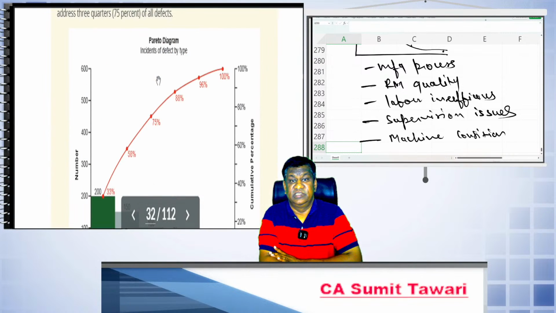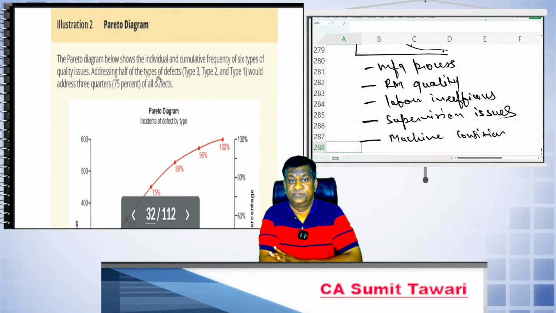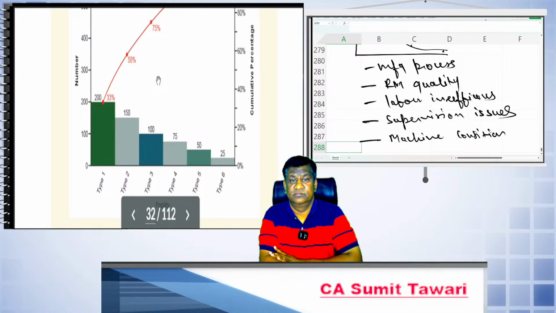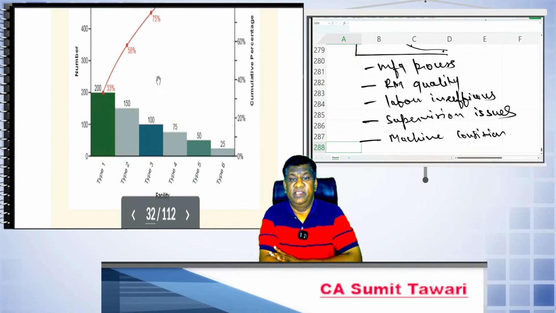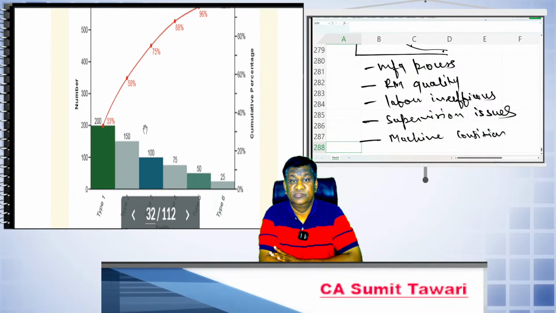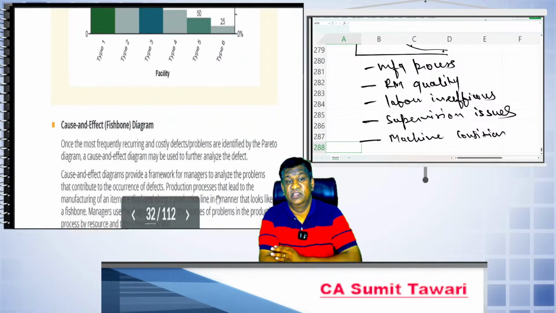Okay, so that is basically, again, here you can evaluate the first, second and third. If you correct these first, second and third, you have almost 75% efficiency you can achieve. Then you can ignore, for the time being, type 4, type 5 and type 6. Okay, so that is basically the outcome.